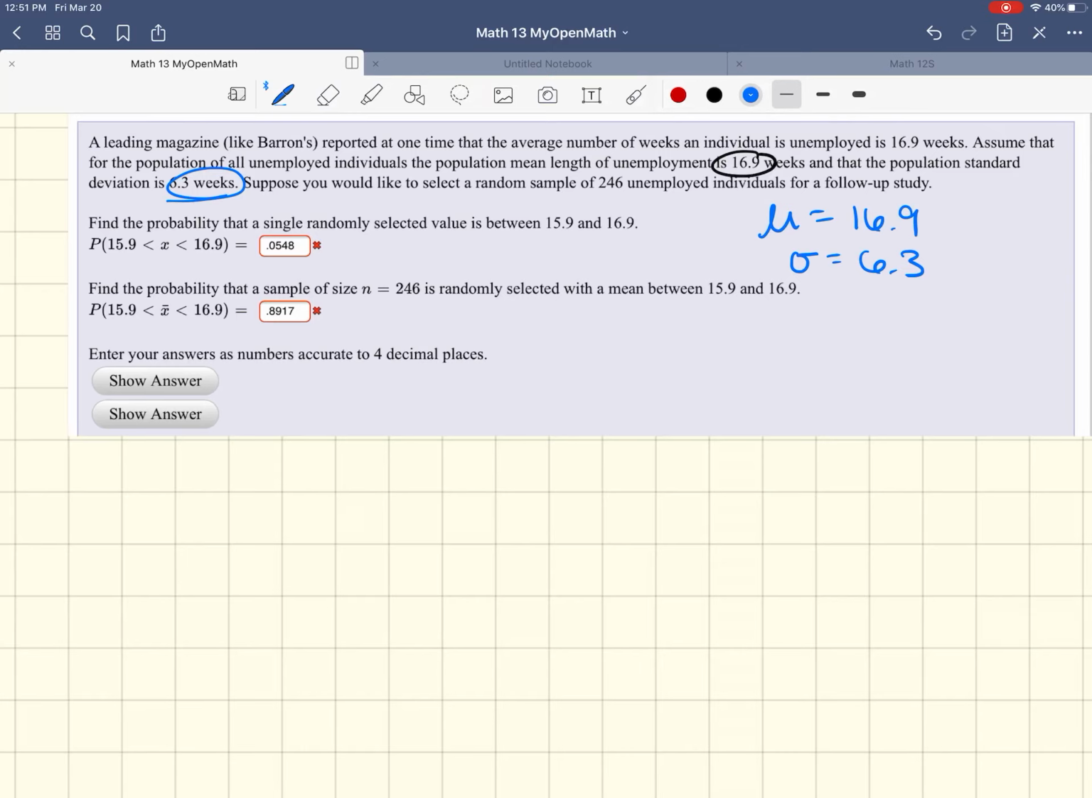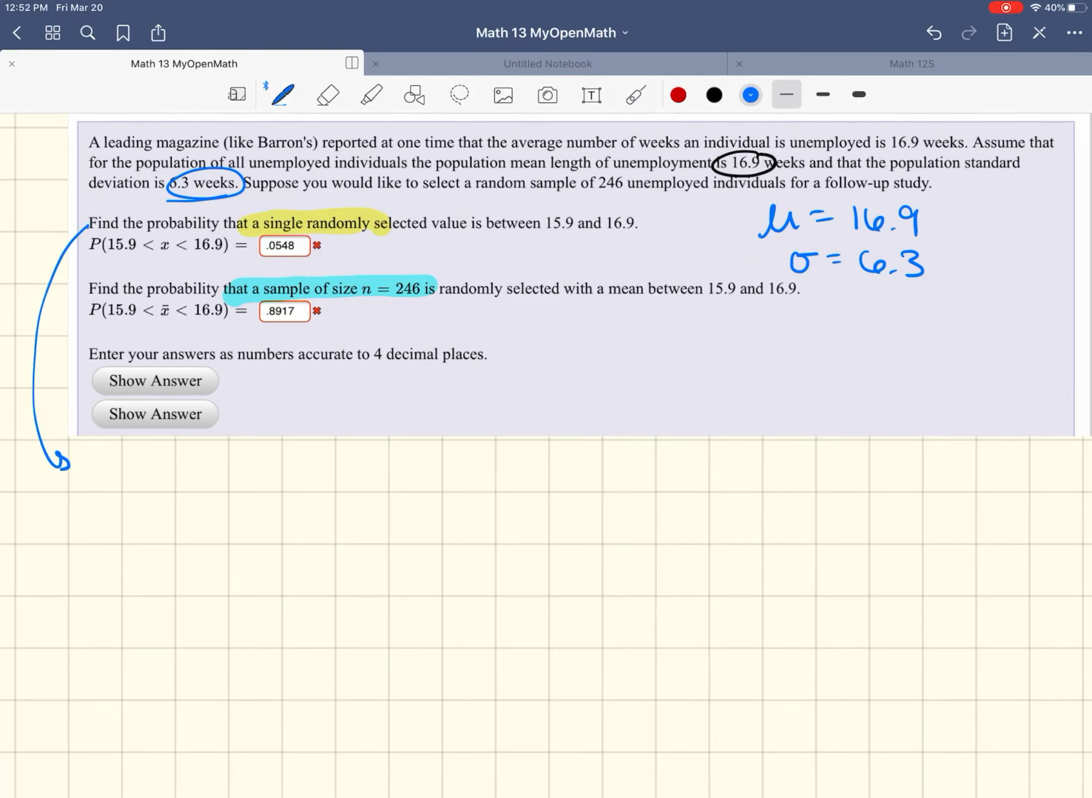First, we're going to find the probability that a single randomly selected value is between 15.9 and 16.9. And then we're going to find the probability that a sample of size 246 is randomly selected with a mean between 15.9 and 16.9. So let's do the first one first.